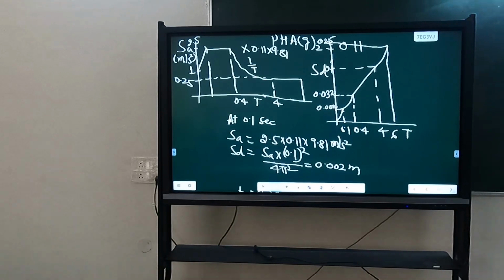Now calculate the difference of these two. Theta p 0.25 by 0.25 and 2.5 by 4. And add 2 mm. You will get 180 mm. This is 2 mm. 0.05 minus 0.005. This is 180. 180 plus 20.